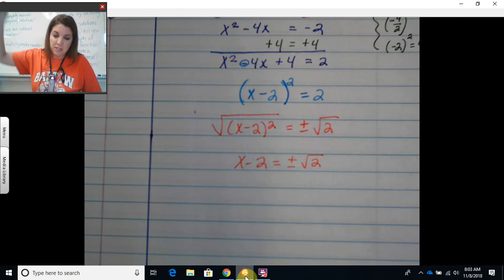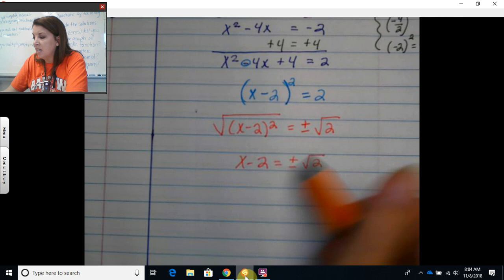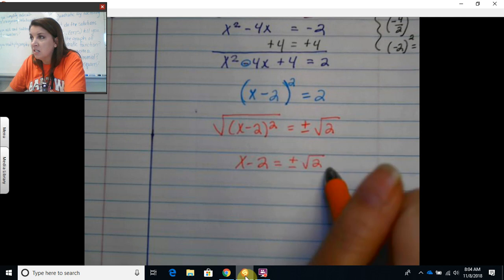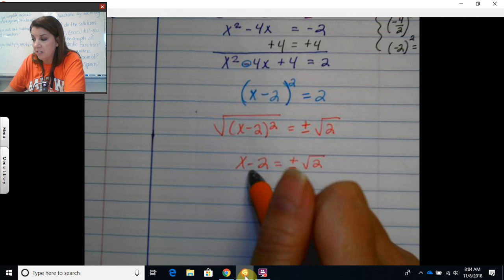Step 6. Write 2 separate equations and solve each one for the variable. Why we're writing 2 is because the right side is equal to a positive square root of 2. It's also equal to a negative square root of 2. So in one of my equations, we're going to say x minus 2 equals the square root of 2. And in the other equation, we're going to say x minus 2 equals negative square root of 2. Okay?